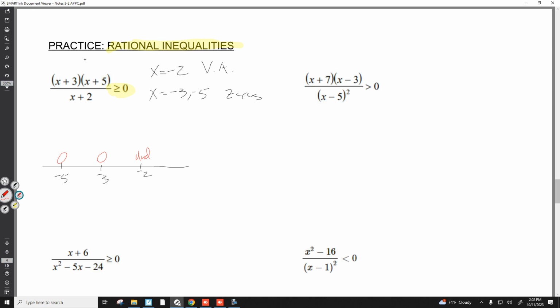Mike, you have to fill out the sign. What are we waiting for? Post-lunch nap. Is that what we're waiting for? Mike, if I plugged in something like 0, is this going to be positive or negative? If I plugged in 0 into my rational function, will I get a positive or a negative value?